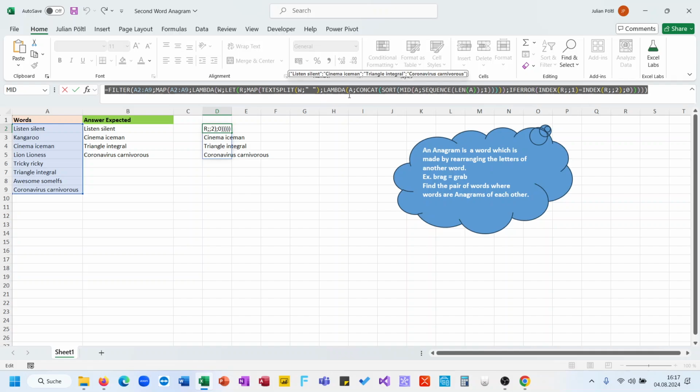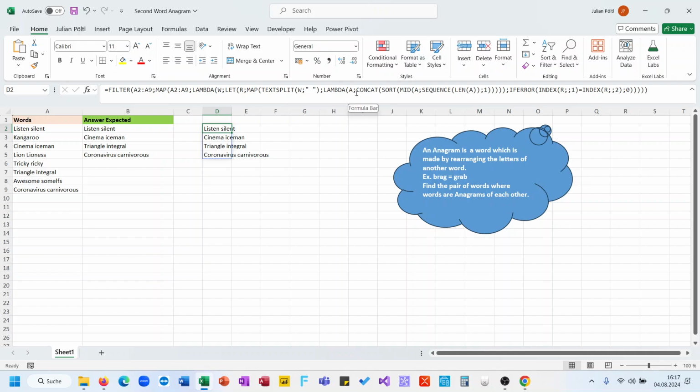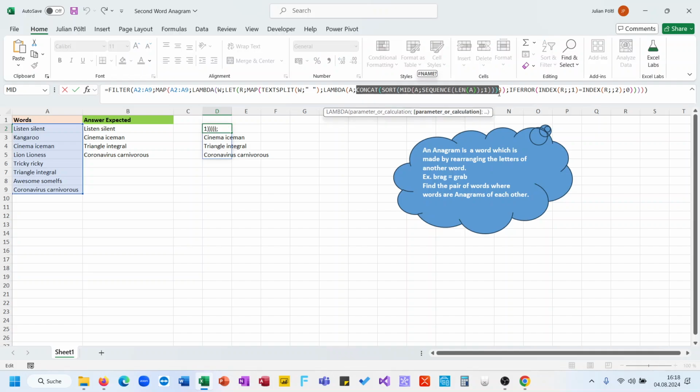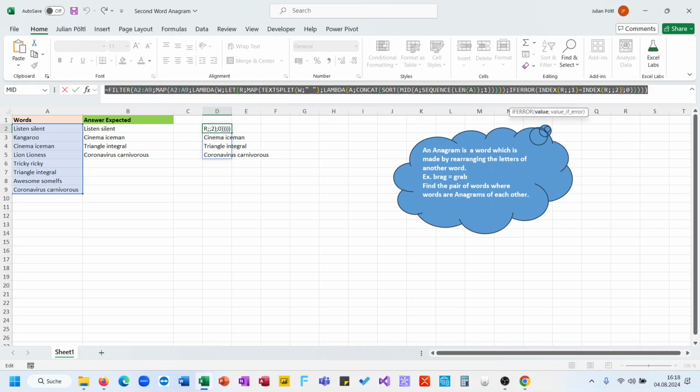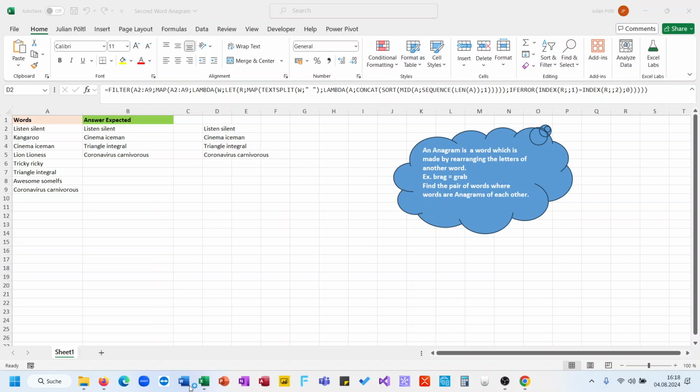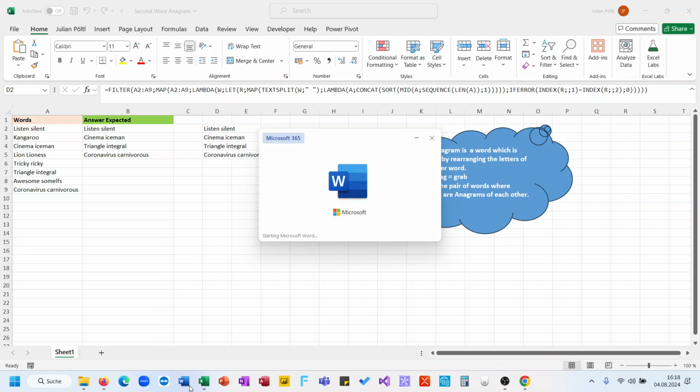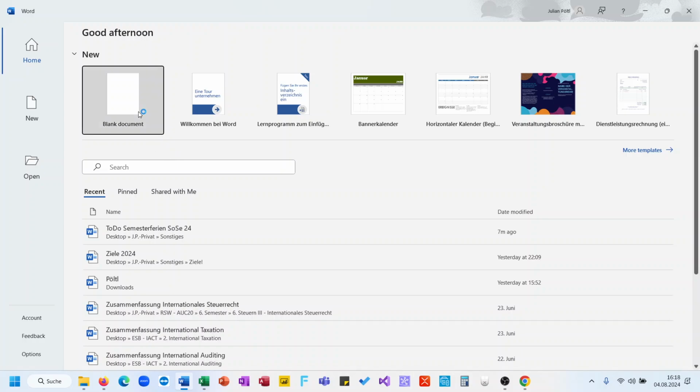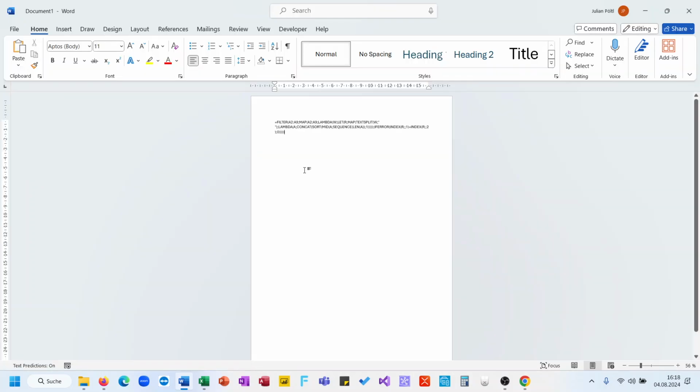So the main part here is probably the concatenation, so like the text splitting, concatenation, and then comparison here. If you think about how can I do that, this is a possible way to solve this challenge.